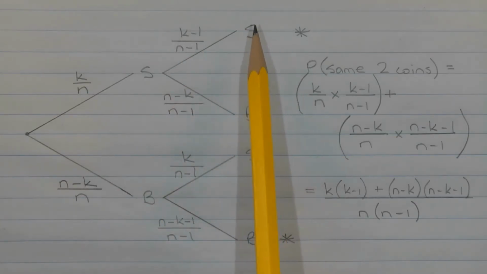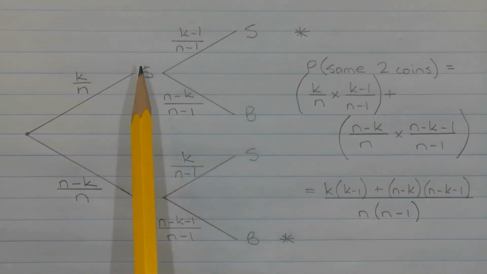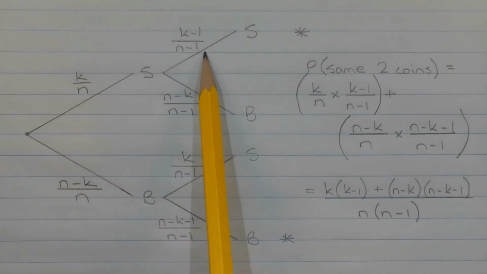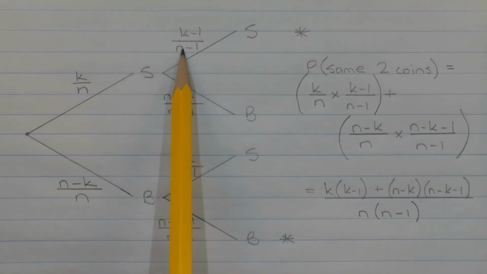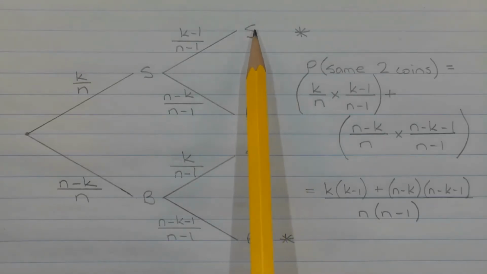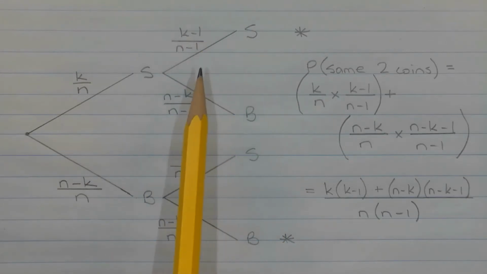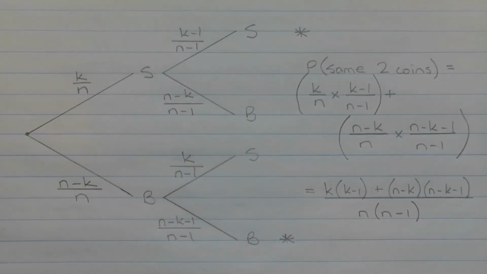Let's have a look at drawing a second silver coin after drawing a silver coin in the first draw. So we've depleted the total number of coins by 1, so we have n minus 1 coins left in the bag. We've drawn a silver coin previously, which means there must be k minus 1 silver coins left in the bag. So the probability of drawing a second silver coin must be k minus 1 over n minus 1. There are still n minus k bronze coins in the bag, so the probability of drawing a bronze coin in the second draw after drawing a silver coin in the first draw must be n minus k over n minus 1.